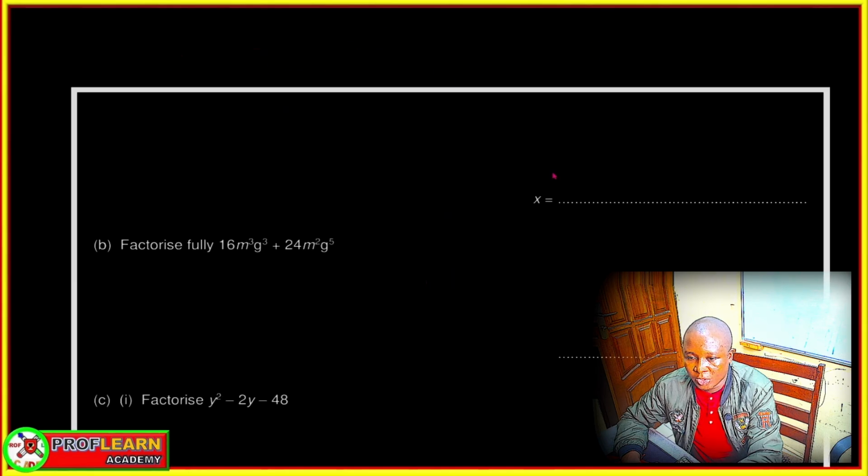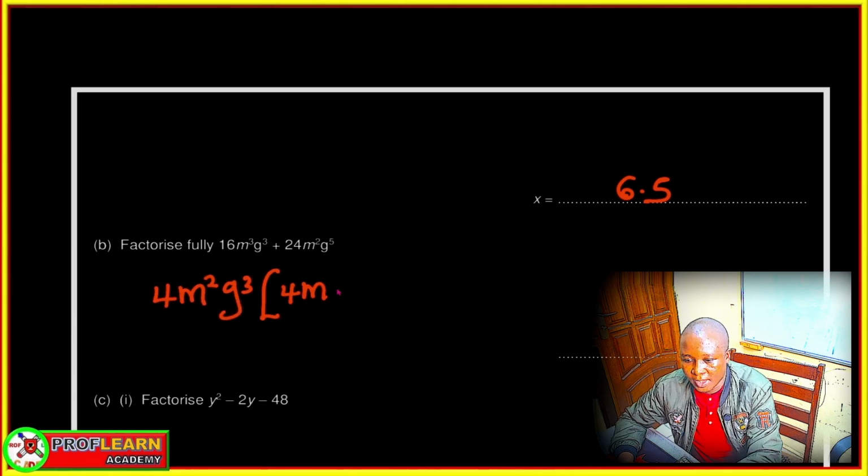Moving to question part B, this is actually factorization as well. Of course, we have already done this, you just identify the common term and then you factor it out. And you check what you can multiply with what's outside the bracket to get the term that we have here. If you have 4m squared g power 3, what do you multiply it by to get 16m cubed g power 3? You can see it is 4m, and that is exactly what we need to transfer here so that we can make the examiner happy.